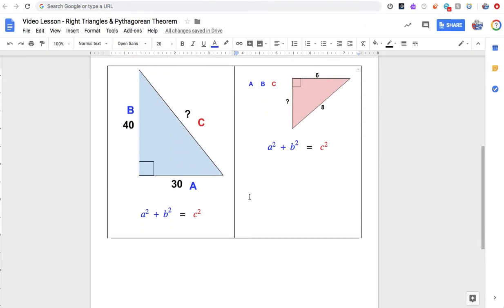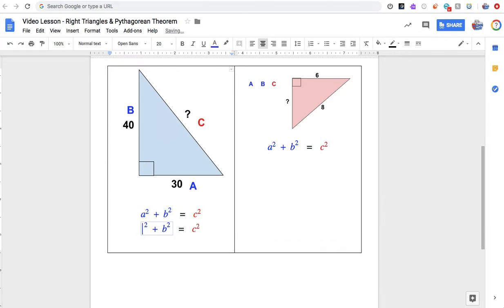Now that I've labeled my right triangle and I understand what the hypotenuse is, it's C, I'm going to be plugging in for A and B into my formula. So I'll take my formula, replace A, this is substitution, with 30 because that's what it's equal to, and I'm going to replace B with 40 because that's what it's equal to. You'll see we need to make sure that both 30 and 40 are still squared because that's what was happening in our formula with A, B, and C at the beginning.